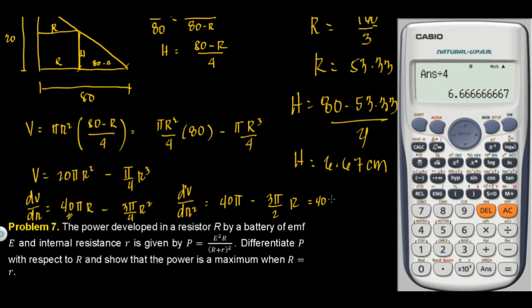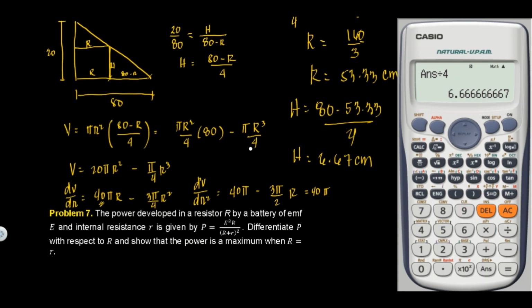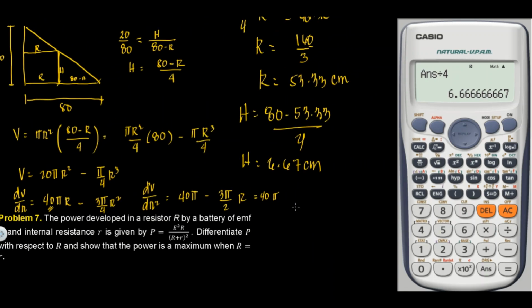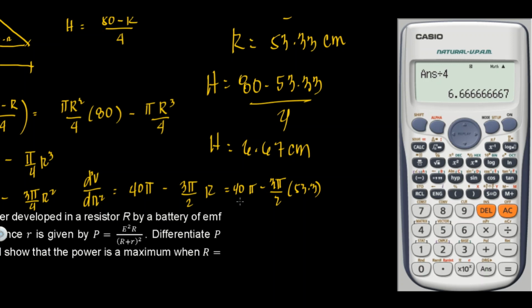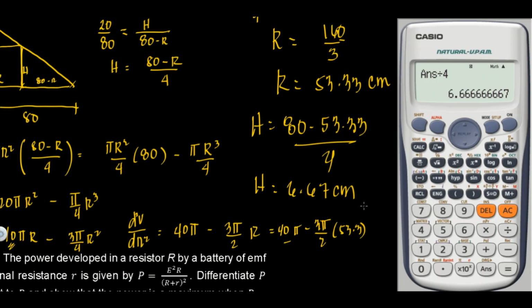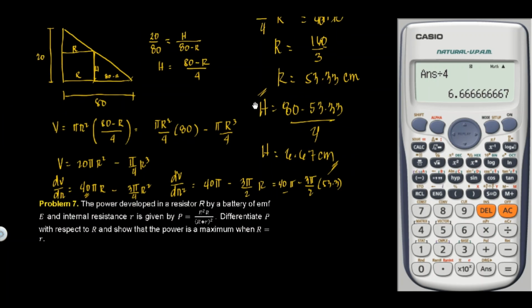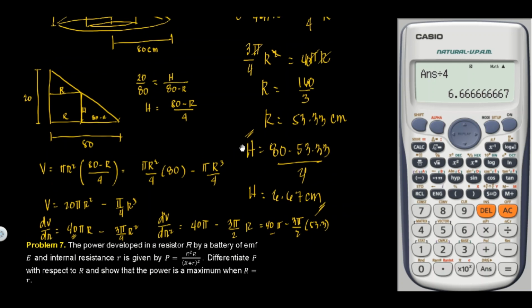So, we have 40 pi, okay, 40 pi minus 3 pi over 2 times 53.33. Okay, ito ay 40 pi, obvious naman eh, no? 40 pi, ito 53 pi na. So, pag sinubtract mo yan, second derivative of V is negative. So, kapag negative, maximum. So, tama yung mga answers natin for H and R. Okay? So, ganun lang. So, second derivative test sa huli.